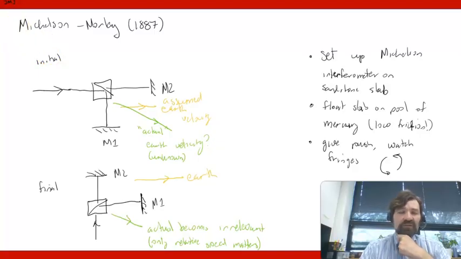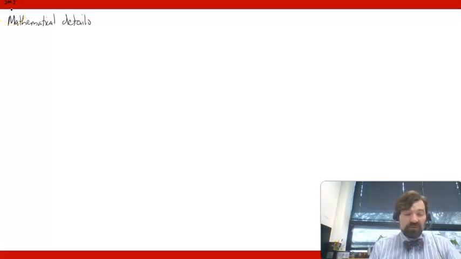So in today's video, what we want to do is look at the math, basically the equations behind this experiment and what they predict, and thus get some idea of what Michelson expected to see, assuming that the ether was not being dragged by the Earth. And so let's get into that.